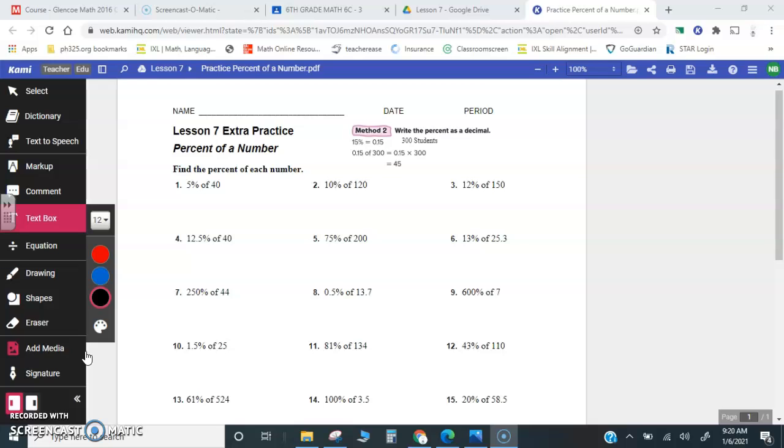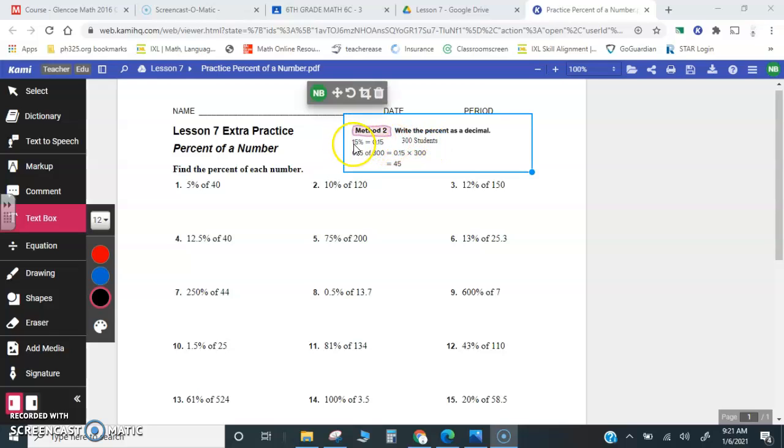What I did for this assignment is I labeled method 2 as the preferred method, the method that you want to use when you solve these, okay? Again, let's look at method 2 here, and it has you write the percent as a decimal. And this is from yesterday's assignment. There was a total of 300 students, okay?